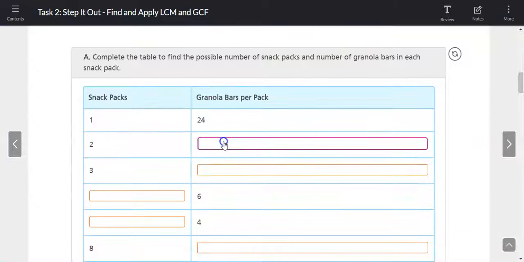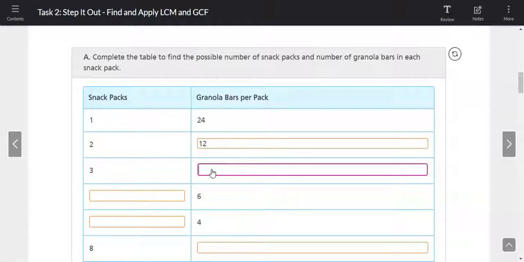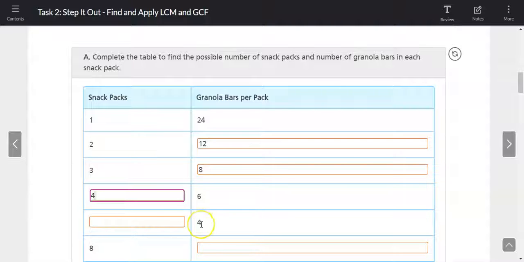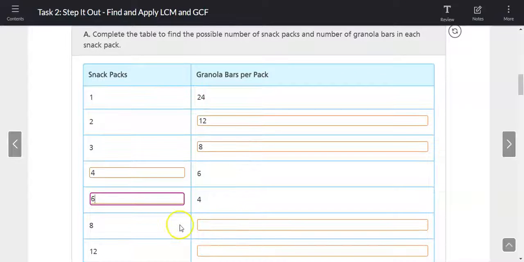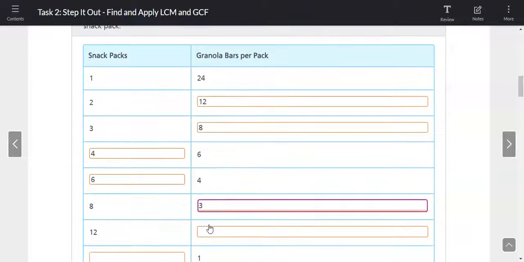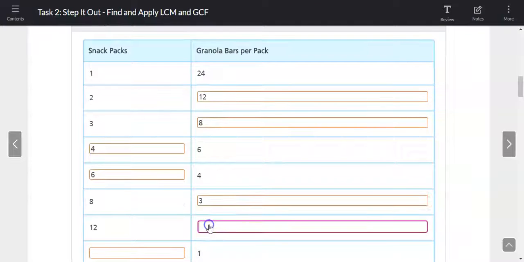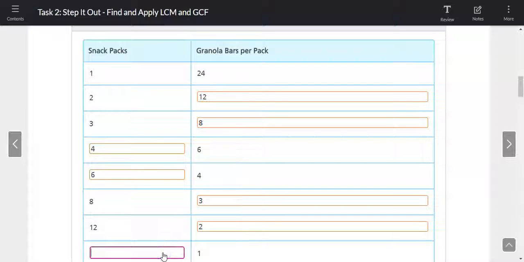If I have 2 snack packs, that means I'm going to split it up in half. So I have 12. If I have 3, that means 24 divided by 3 is 8. If I have 6 in each of them, 6 times 4 is 24. If I have 4 in each, that would be the opposite, so 6. 24 divided by 8 is 3. 24 divided by 12 is 2. And if there's only 1, that means there'd be 24 snack bags.